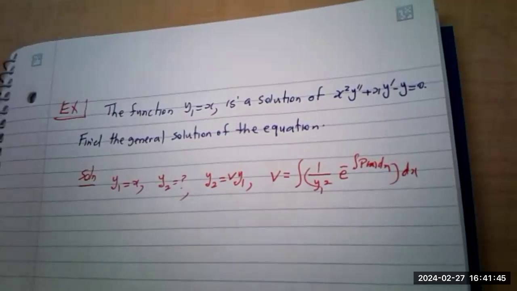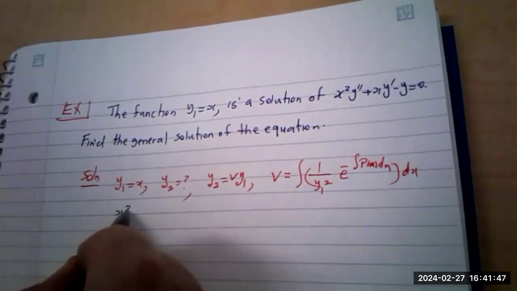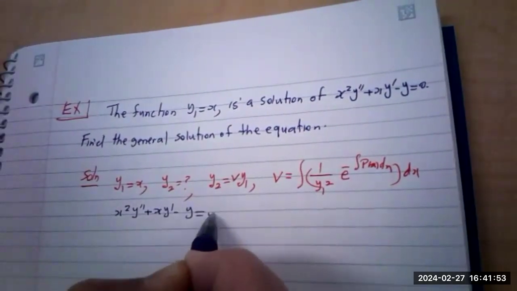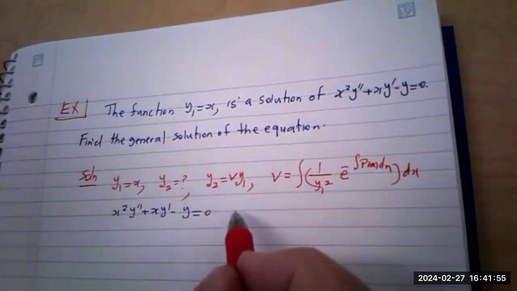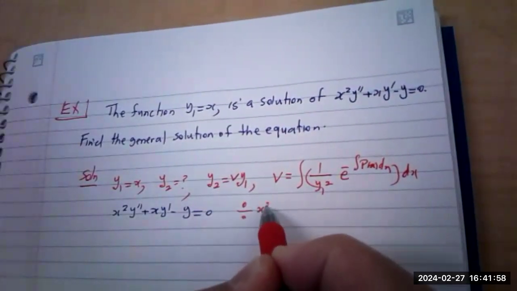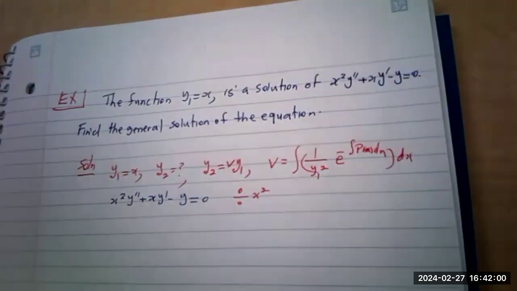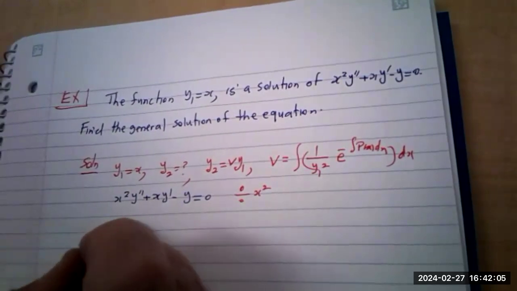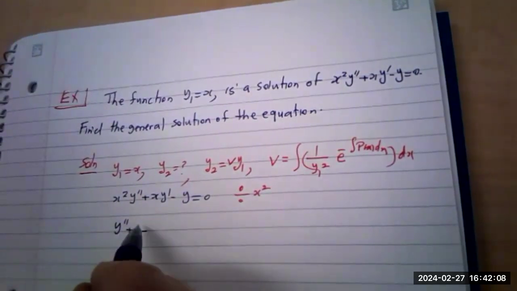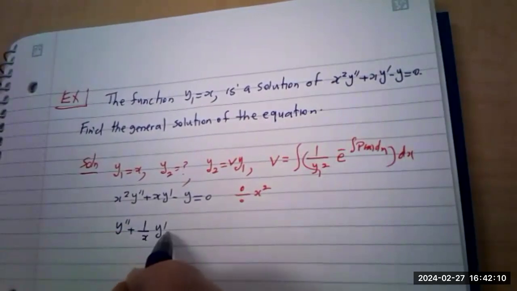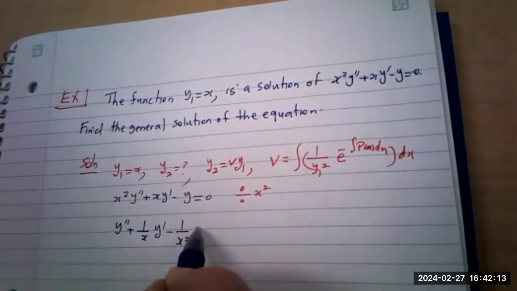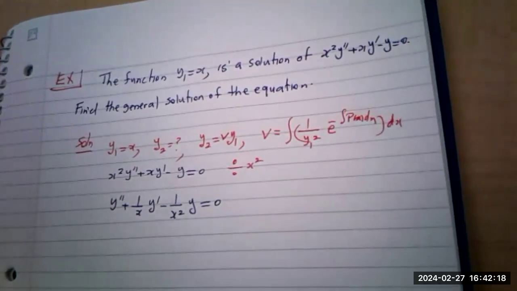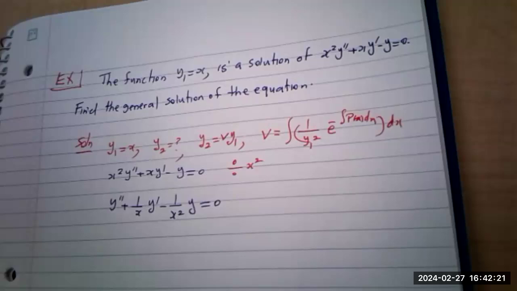Now go for it. The first thing to do is check to see if the coefficient of y double prime is 1. It's not. So what you do is divide both sides by x squared. Make sure you do it first, to be able to identify p(x). If you divide, that gives you y double prime plus 1 over x y prime minus 1 over x squared y equal to 0. Identify the p(x).